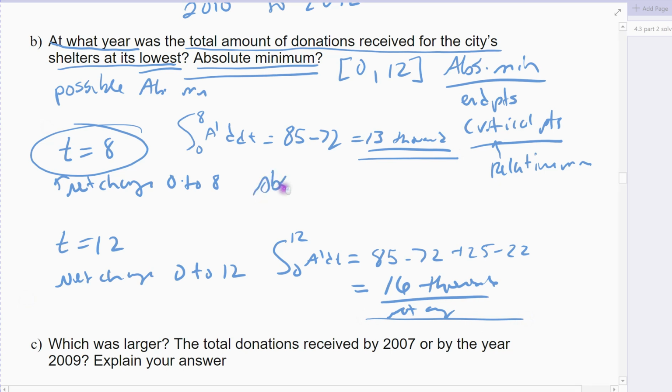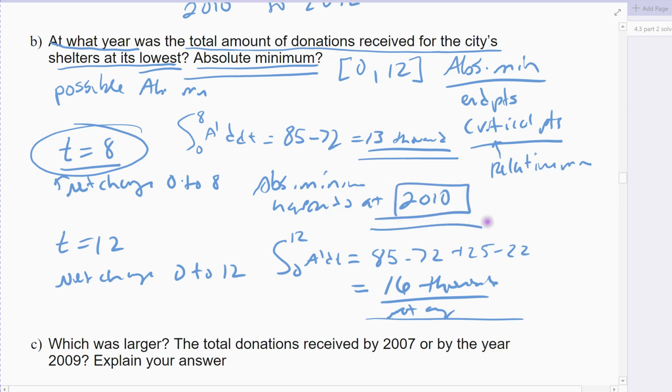But that $3,000 means that 8 is the smallest. And so my absolute minimum happens at 8, which is 2010, right? Because it's 8 years after 2002. All right, so 2010 is the absolute smallest in this 12-year period. Again, what happened before and after, we don't know. But in this 12-year period, the donations dipped down to the lowest point in 2010.